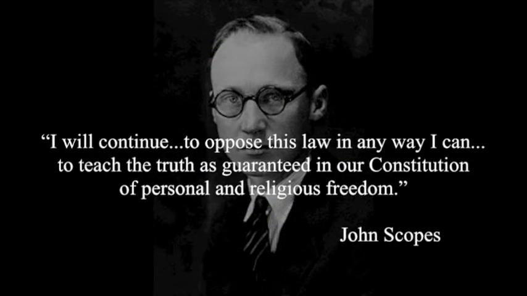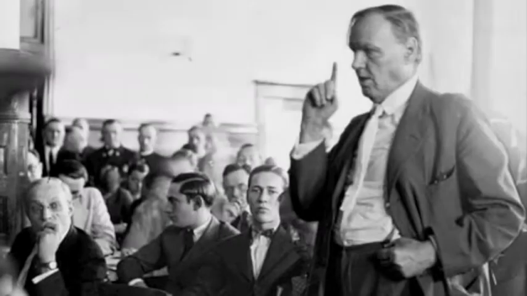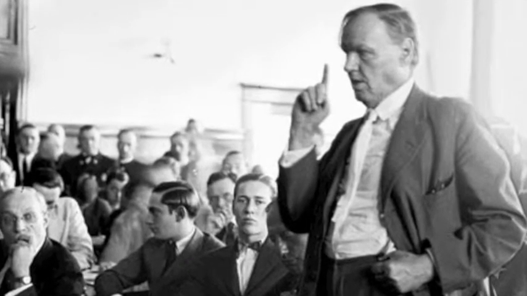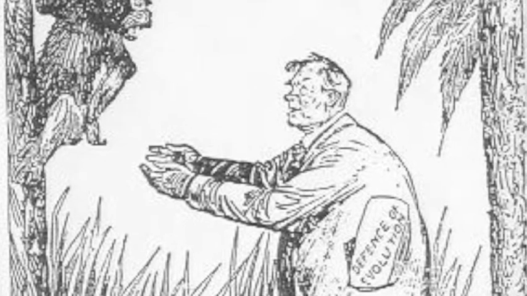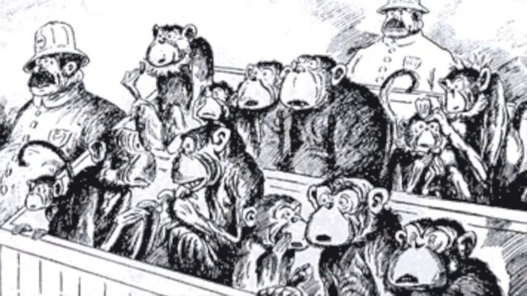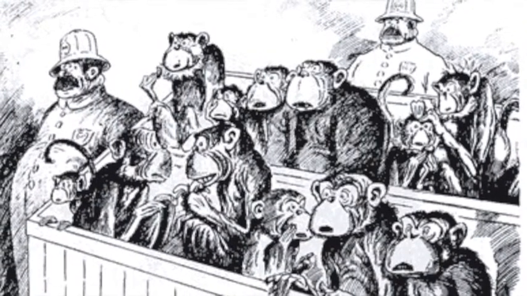On the final day, Scopes was found guilty and charged $100. Scopes' final words of the trial were, "I will continue to oppose this law in any way I can, to teach the truth as guaranteed in our Constitution of personal and religious freedom." Darrow wanted the judge to return a verdict of guilty on John Scopes in order to appeal to the Tennessee Supreme Court, but the case was dismissed due to technicalities. The court's last comment on the case was that nothing is to be gained by prolonging the life of this bizarre case.